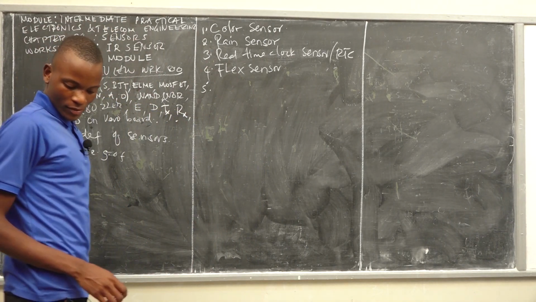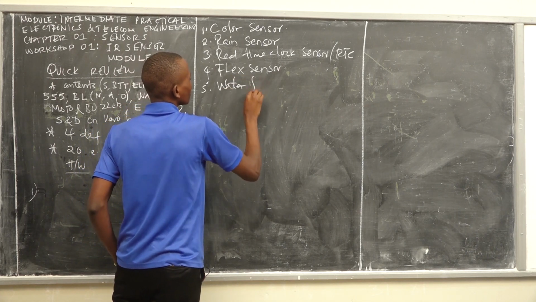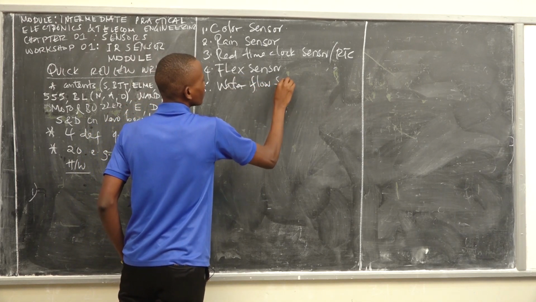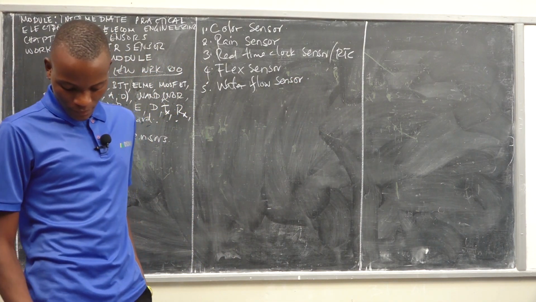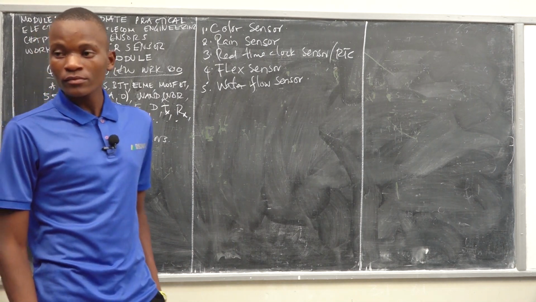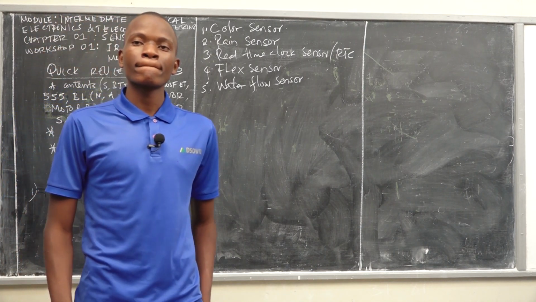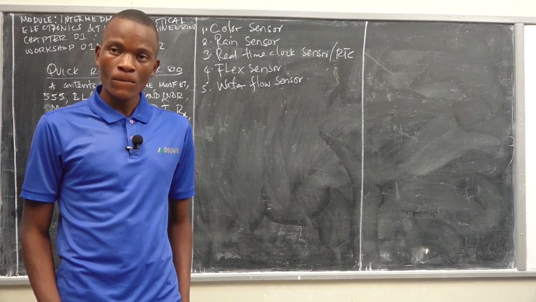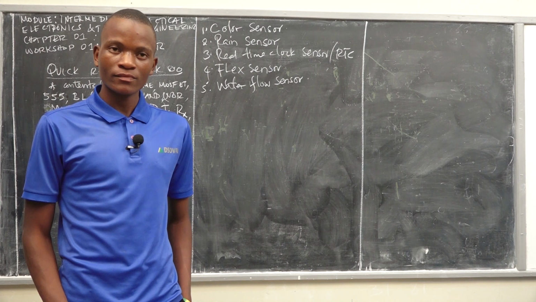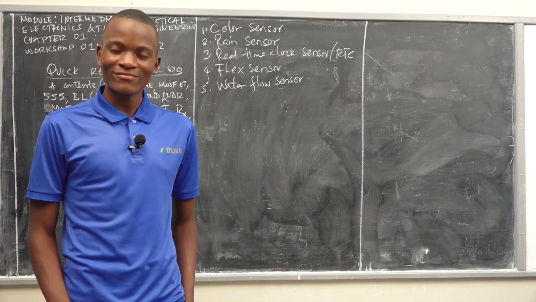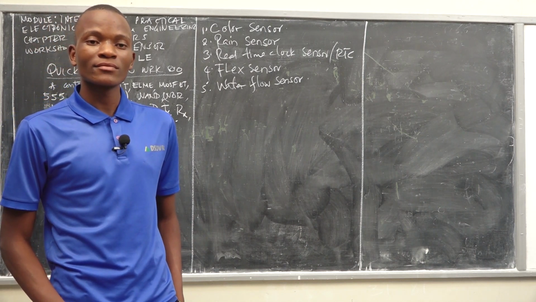Next is the water flow sensor. Where is it? This one. This is the water flow sensor. It measures flow rate by using Bernoulli's principle. You remember Bernoulli's principle in fluid mechanics? Do you remember, or did you just hear of it? Can you write the Bernoulli's equation there? Next time, not today.